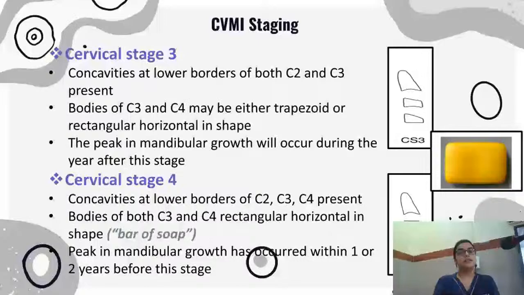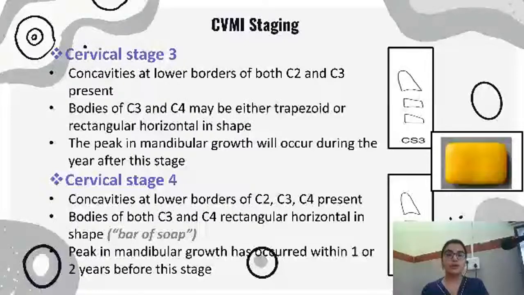In CVMI stage 3, the concavities at the lower borders of both C2 and C3 are present. The bodies of C3 and C4 are either trapezoid or rectangular horizontal in shape, and the peak of mandibular growth will occur during the year after this stage.